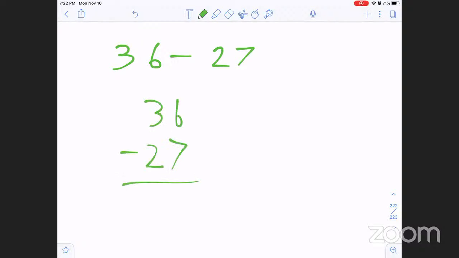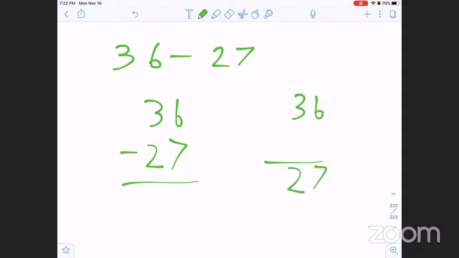So let's start with a number sentence. Let's do 36 minus 27. So I can stack that up like this. But if I want to go backwards and add to figure out the answer, think about our fact families.